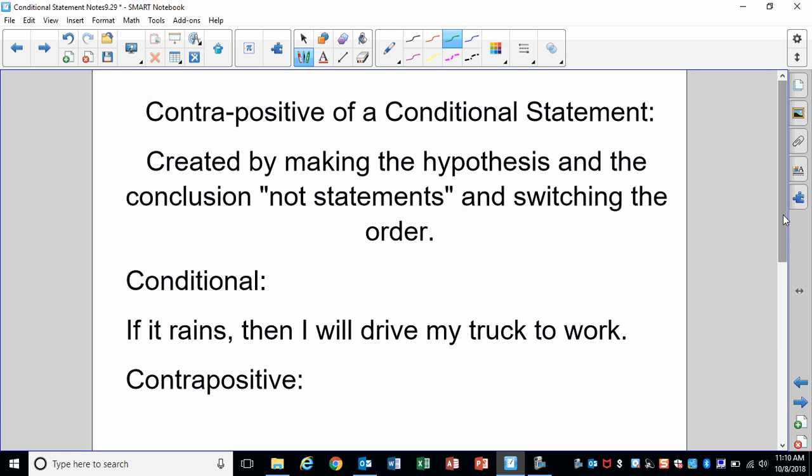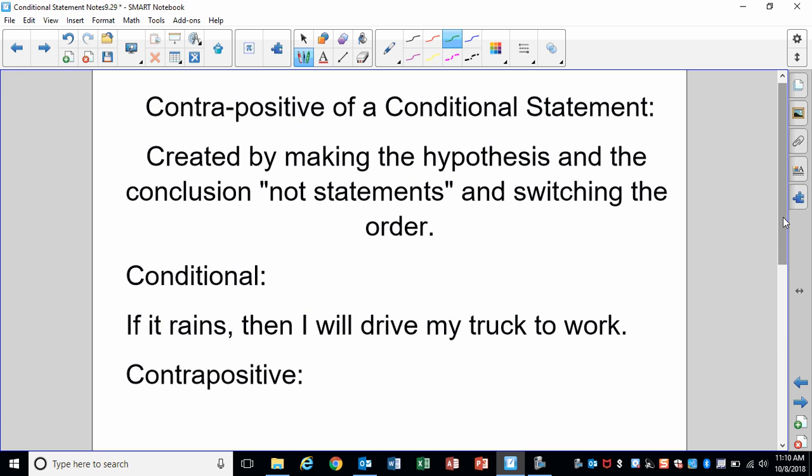The last one we're going to look at today is the contrapositive. And the contrapositive of a conditional statement is created by making the hypothesis and the conclusion not statements and switching the order. So not statements and switching the order. So we're taking what we did in the inverse and converse and doing both. So if we look here, if it rains, then I will drive my truck to work.